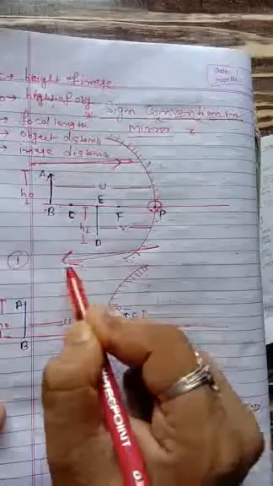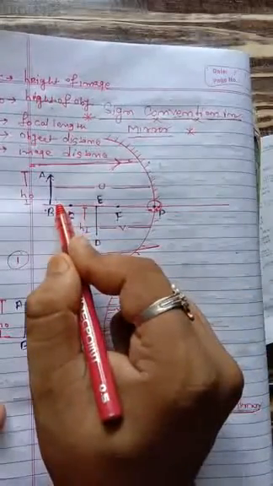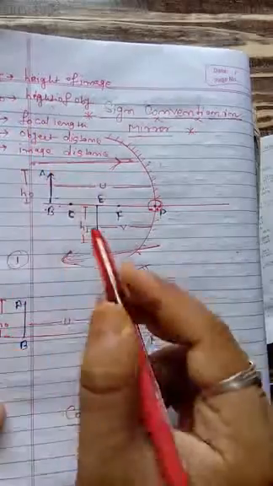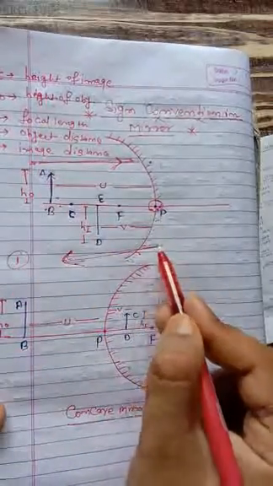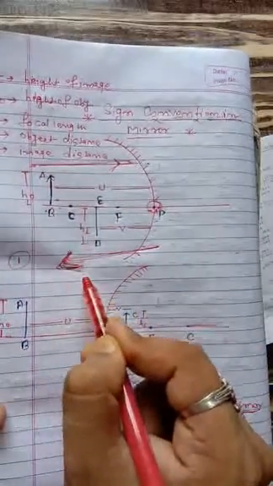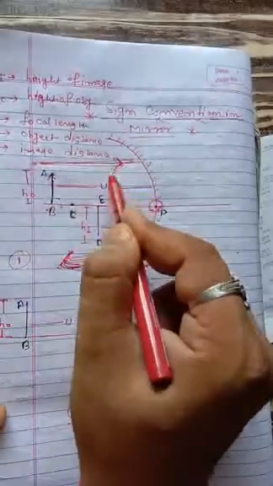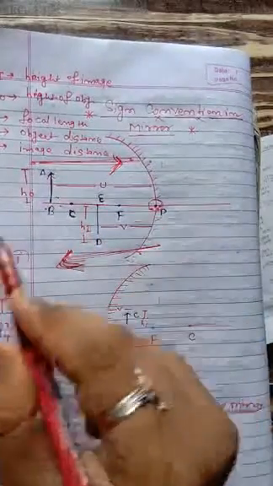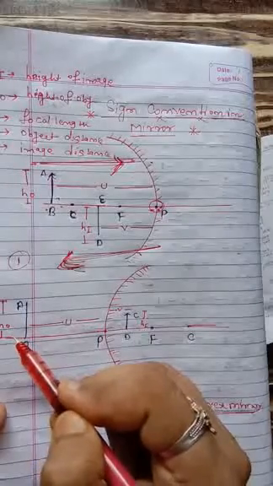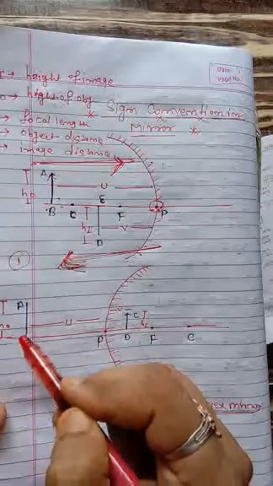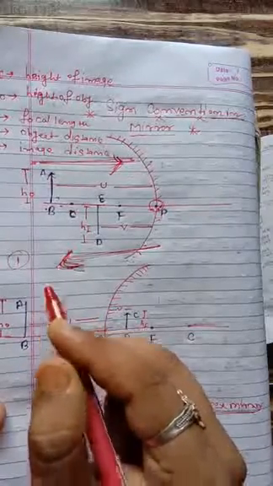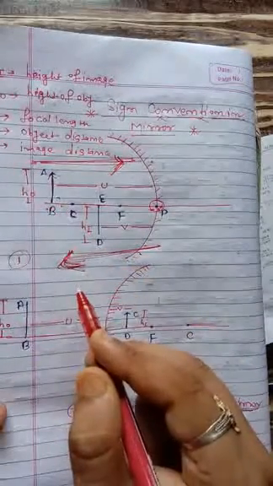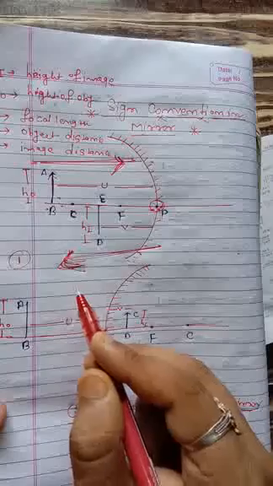That means if any object is present in front of the mirror, suppose this AB is the object, this distance is always measured from the pole of the mirror in this direction, and this is the direction of the incident ray. So if anything is present in front of the mirror, its distance is always opposite to the direction of the incident ray. Clear? So when anything is in front of the mirror, that distance is always considered as negative distance.